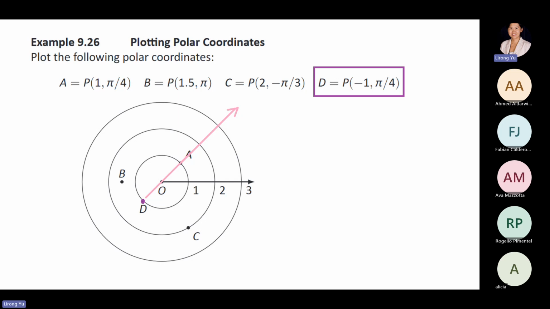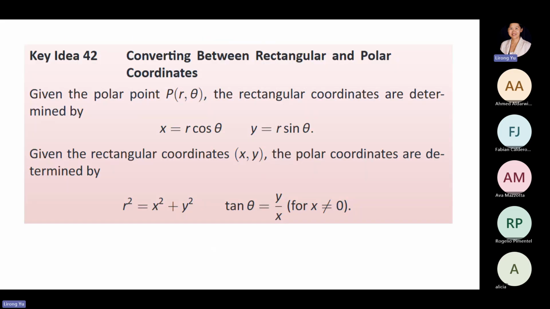So you rotate by the positive angle pi over 4, and then, instead of going along the ray at angle pi over 4, you go away from it, in the opposite direction, by the distance of -1. So that one illustrates how we use a negative radius in polar coordinates.